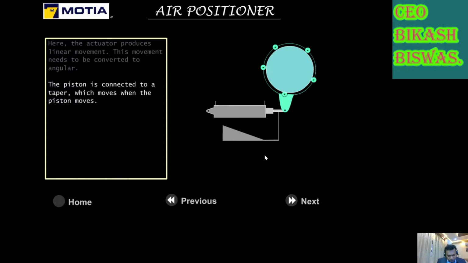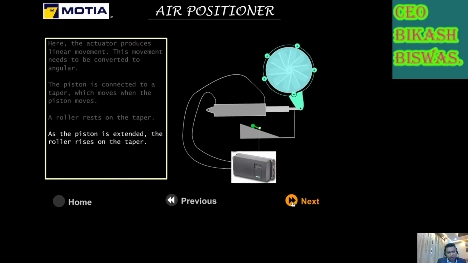This portion is connected to the linkage, which is connected to a roller. This roller is traveling on a taper plate. So, when it is traveling, the linear movement is getting converted to angular movement. You see how this is the feedback mechanism. This is the linkage, and this is the roller which is moving on this taper plate. As the actuator moves forward, you see it gives the angular movement.